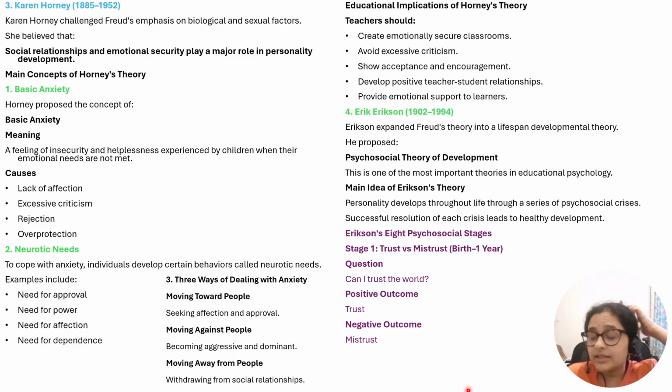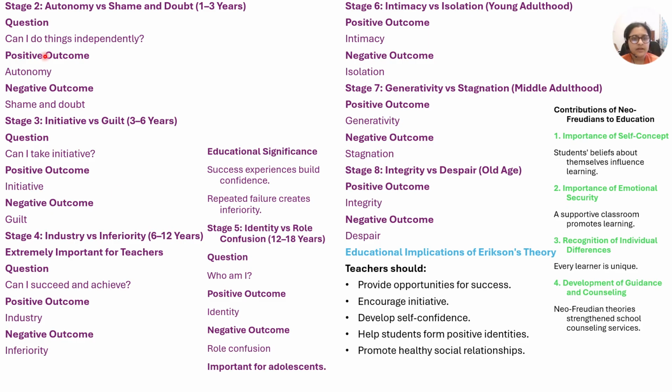So Erik Erikson, this is very, very important for any competitive exams. Please remember this. Erikson has 8 psychosocial stages. First is the trust versus mistrust stage, from birth to the first year. People generally ask, can we trust this world? If the outcome is positive, then they will trust. If it is negative, then it is mistrust. Stage 2 is autonomy versus shame and doubt.